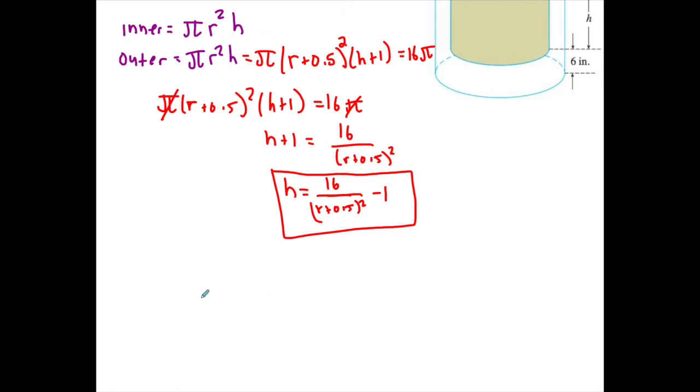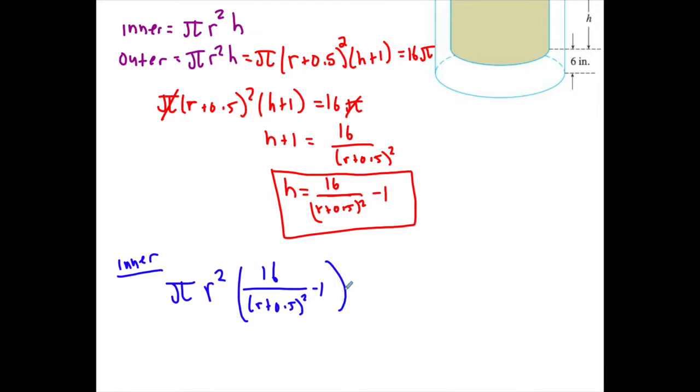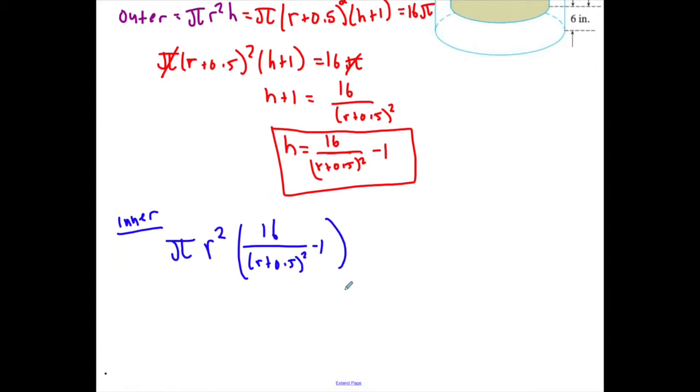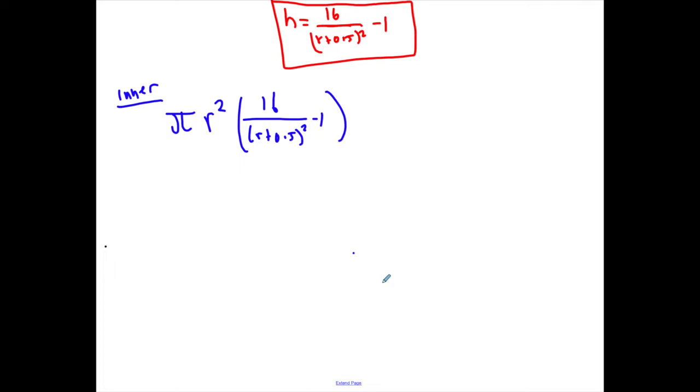Now I'm going to take the h and plug it in. Now I'm on the inner, because that's where we want to optimize. So pi r squared, and instead of writing h, I'm going to write this expression, 16 over (r plus 0.5) squared minus 1, because that is the formula that now gives us only one letter. That's the goal. When you have two letters, you want to turn it into one. We have strategies for optimizing with one letter, but we don't have strategies for optimizing with two.